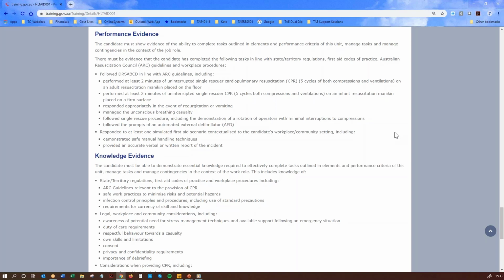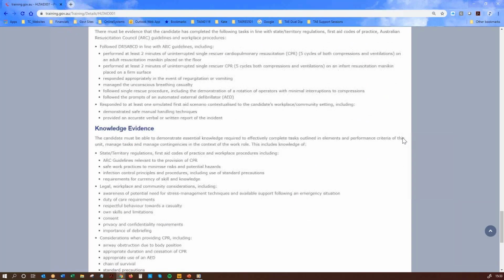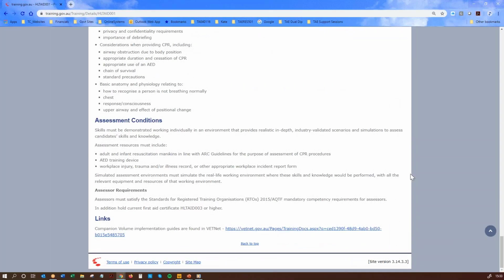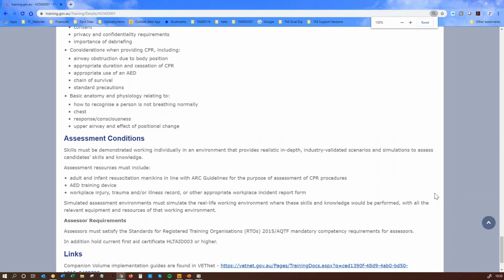Then obviously it gives you a whole lot of knowledge requirements. So people must know about the state and territory regulations. They must know about things like the ARC guidelines and safe work practices, etc. And then down the bottom here where it's got assessment conditions, it puts together what are the actual assessment resources that you must have during the assessment process. So again, it talks about the adult and infant mannequins. You must have a defibrillator training device. So again, if your assessment didn't have the defib training device, then it would not be a complete assessment and you couldn't mark someone as competent.